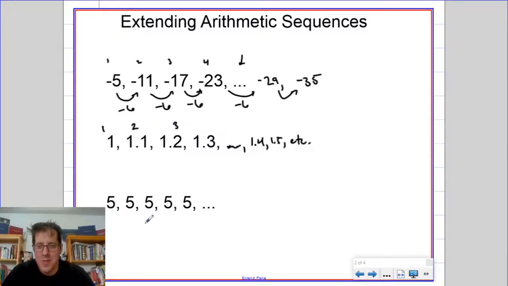This arithmetic sequence has a common difference of 0, so every number in it is 5. We're adding 0, we're adding 0, 5, 5, 5, so on and so forth until the end of the universe.